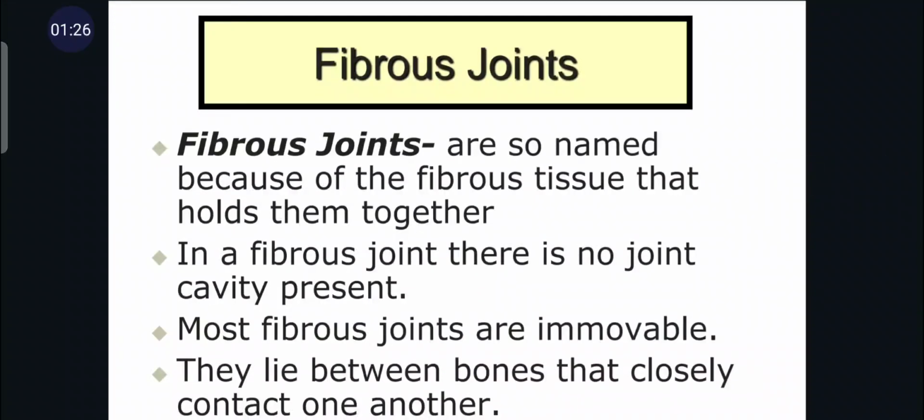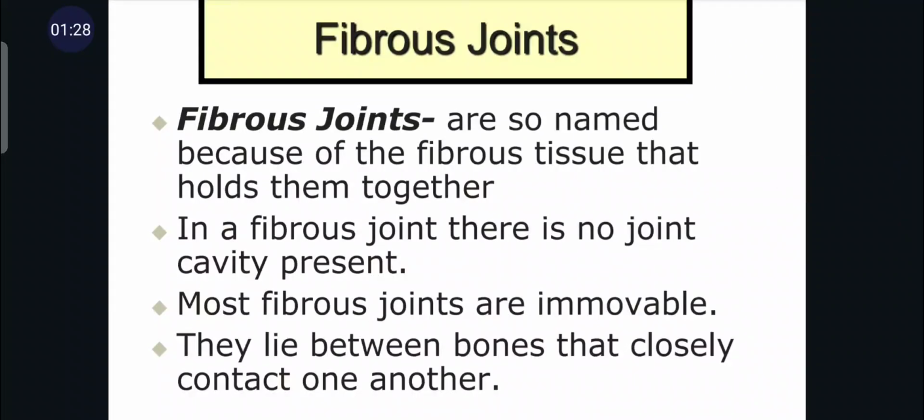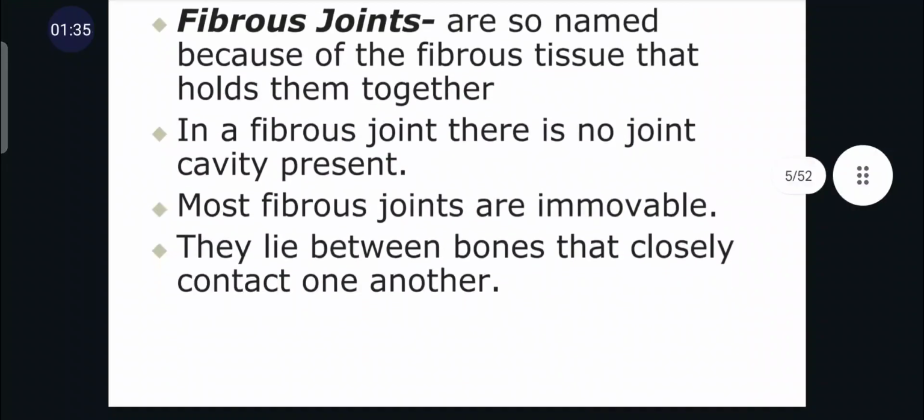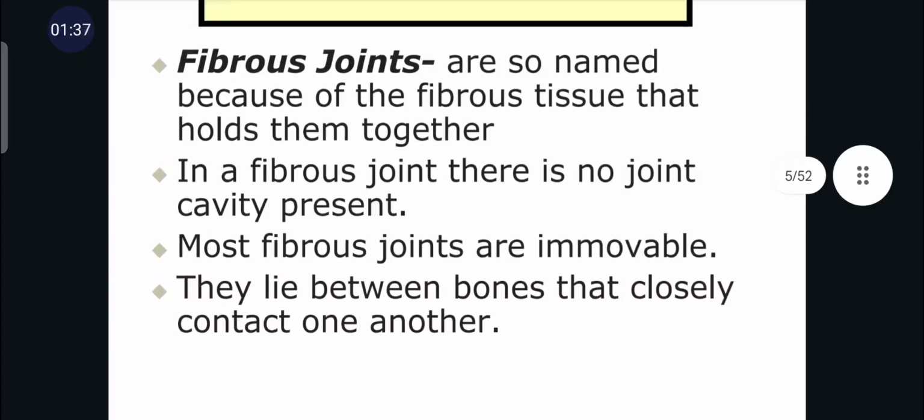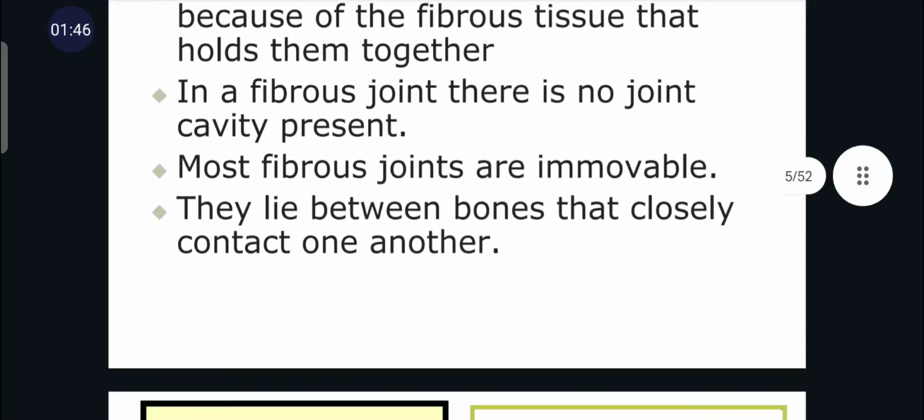Coming to the fibrous joints, they are named so because fibrous tissue holds them together. In a fibrous joint, there is no joint cavity like the synovial cavity, and most fibrous joints are immovable. They lie between bones that are in close contact with one another.